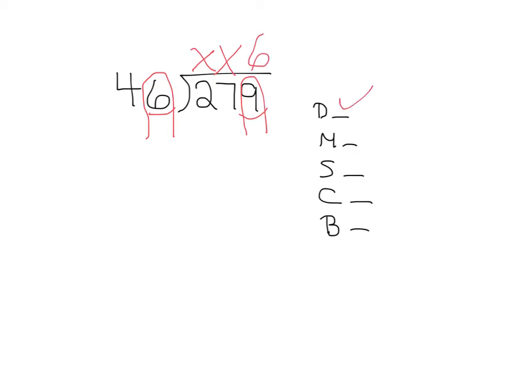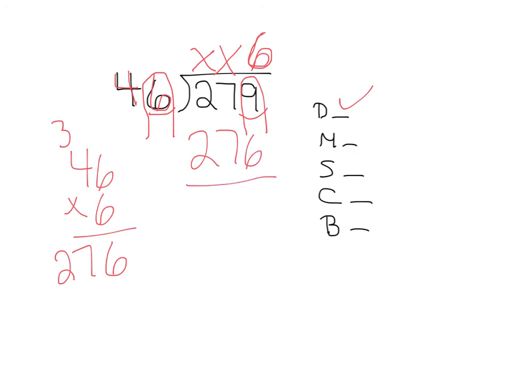Now I multiply. I need to multiply this 6 times the entire 46. I just covered that up for a second. So 46 times 6. 6 times 6 is 36. 6 times 4 is 24. Plus 3 is 27. I got 276. So I divided. I just multiplied. Now I subtract. 279 minus 276 is 3. And I check. Is 3 smaller than 46? Yes, there's nothing to bring down, so it's 6, remainder 3.